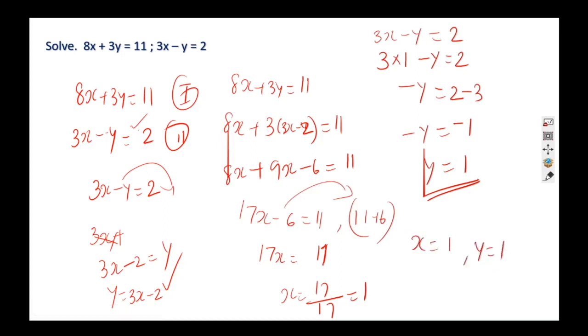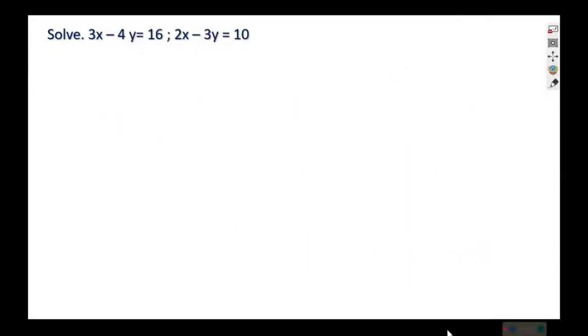We solved the situation. Dear students, let us solve one more simultaneous equation in order to make ourselves thorough about the substitution method of solving simultaneous equations. Here the sum is 3x minus 4y is equal to 16, and the other one is 2x minus 3y is equal to 10. Two equations are given having two variables. Now we will apply the concept of solving it with the help of substitution method. Let me copy the question again.